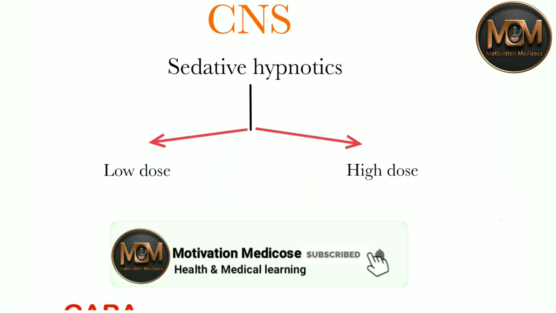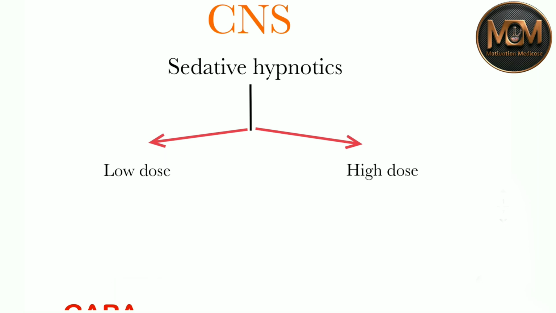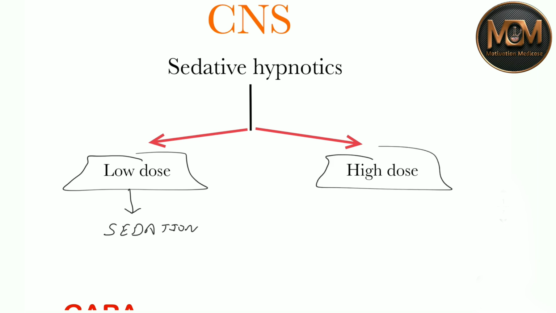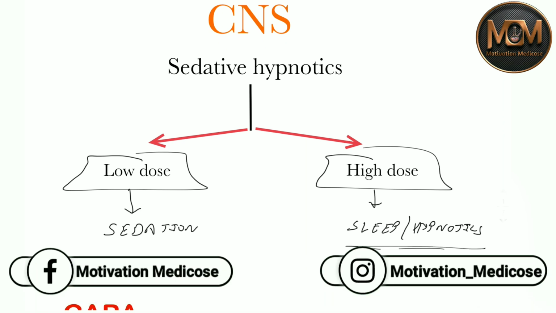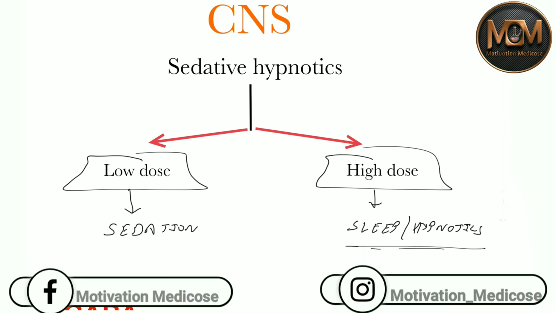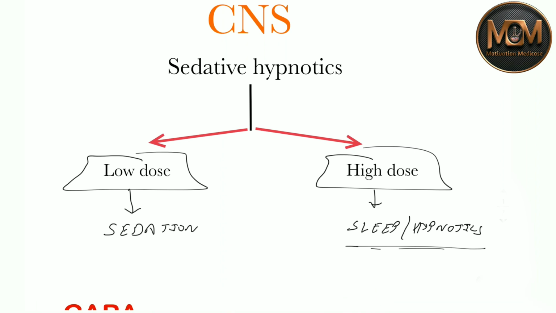So first is sedative hypnotics. If we give these sedative hypnotic drugs in low doses, they cause sedation. And if we give these drugs in high dose, that will lead to sleep, or we can say hypnotics. That's why the name of the topic is sedative hypnotics. Sedation means feeling calm, or basically you're about to sleep. The high dose will lead a person to be able to sleep.